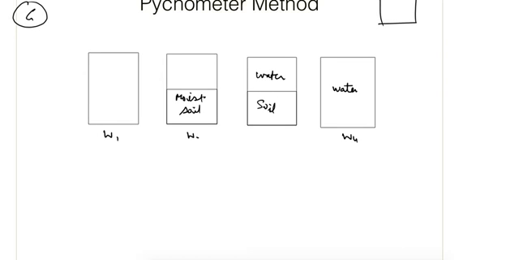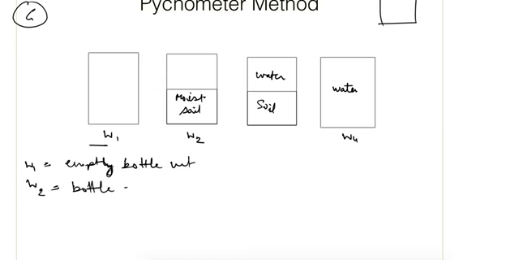What are those readings? First we'll take W1 as the empty pycnometer bottle reading. So W1 is the empty bottle weight. Then W2, we will put some moist soil sample in this pycnometer bottle, and we'll weigh it again. So it is bottle plus moist sample.